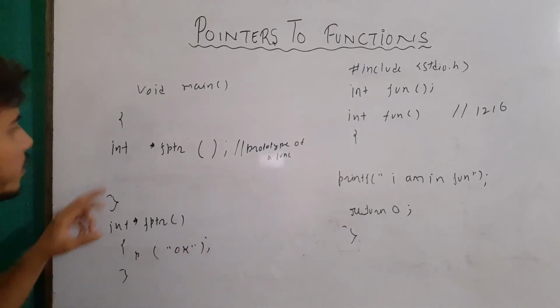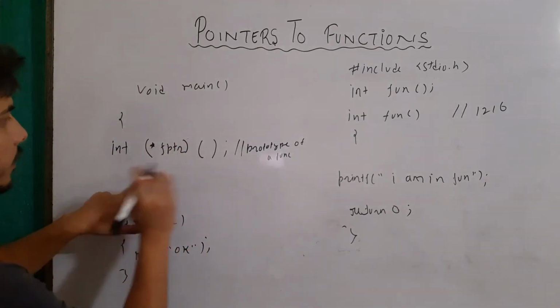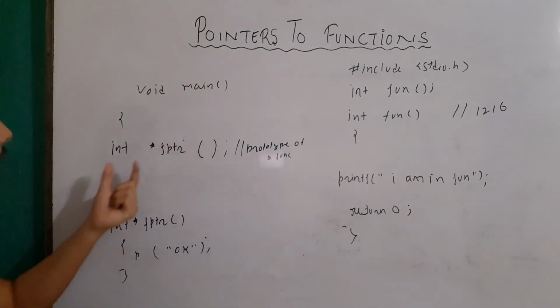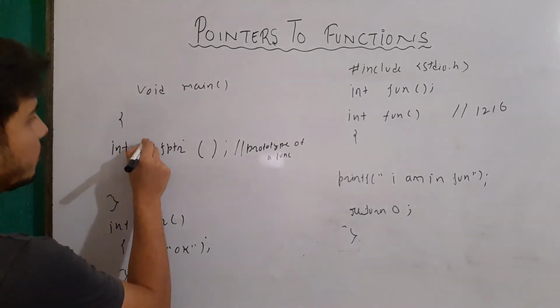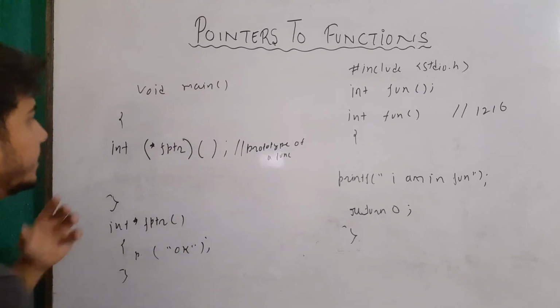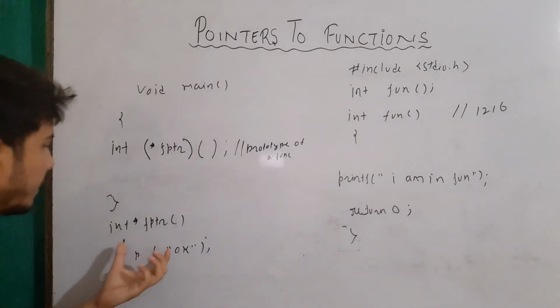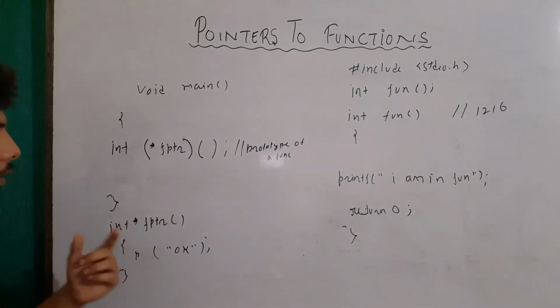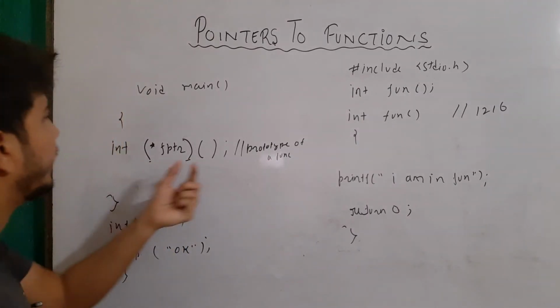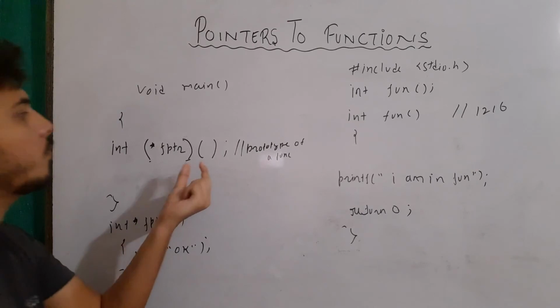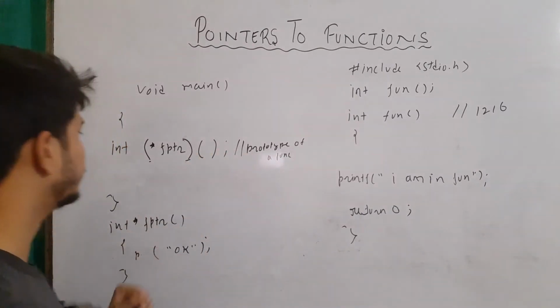So if you are not using the parenthesis, then it will become a prototype for another function. But if you are using the parenthesis, then this is differentiated from our other prototype. So that is the reason why we use the parenthesis here, because we are making the pointer for a function, right?